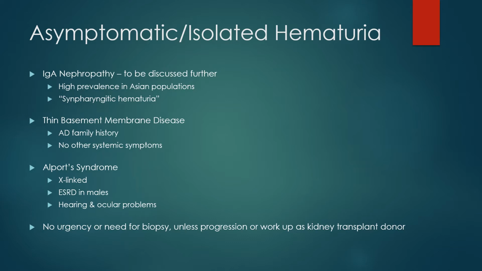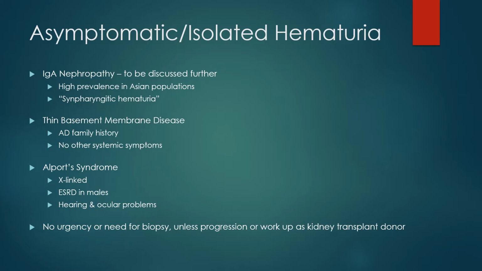Alport syndrome has the pathophysiology of impaired type 4 collagen in the eyes, ears, and kidneys. The most common form of inheritance is X-linked recessive, and it results in end-stage kidney disease in males, as well as hearing and ocular problems.